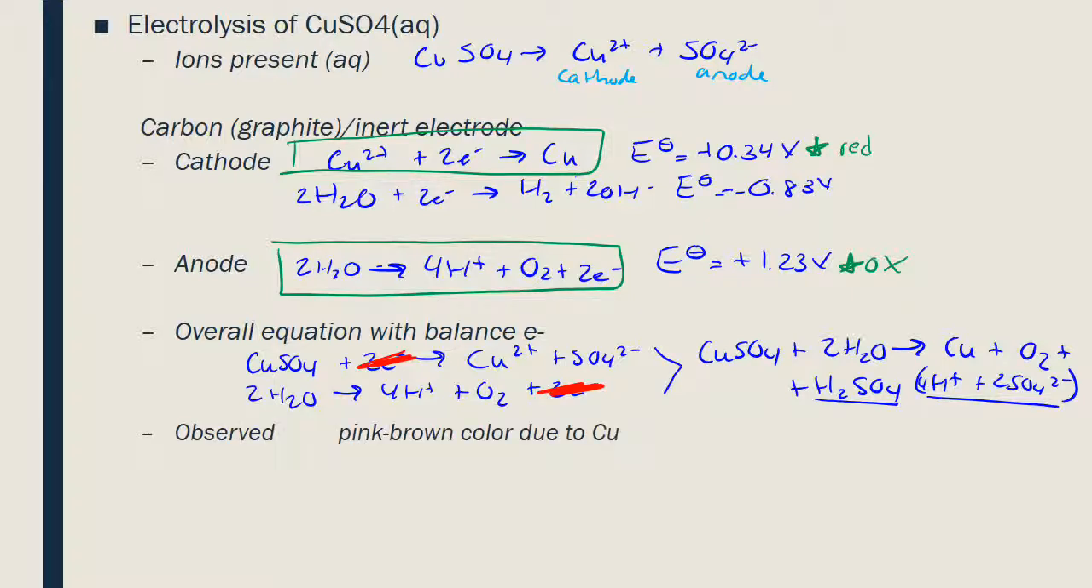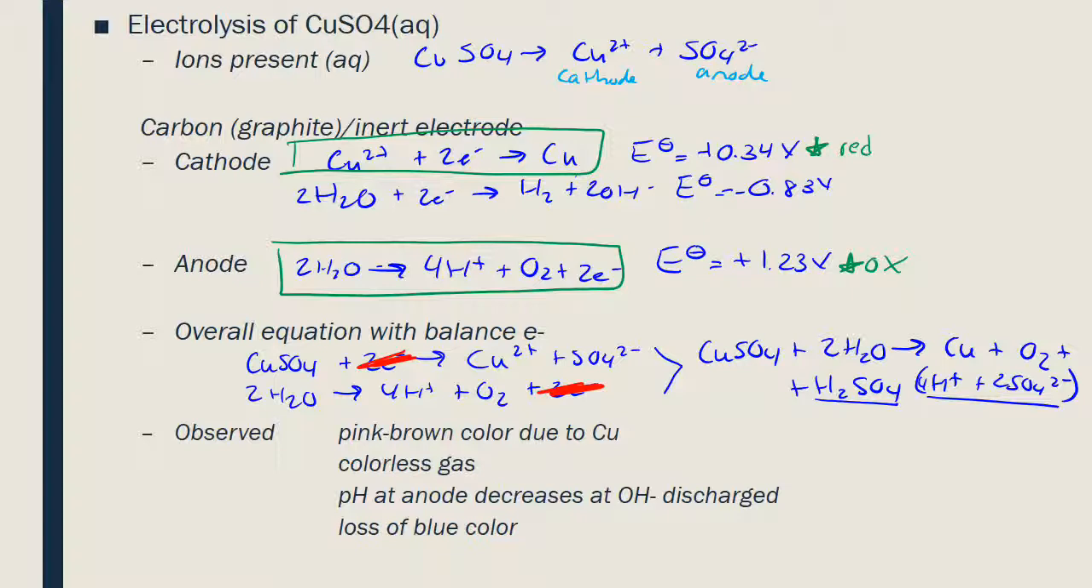It doesn't really matter. So what we're going to see is a pink-brown color at the cathode due to the fact that copper is being precipitated out. A colorless gas at the anode because oxygen is being released. And you're going to see the pH at the anode decrease because the hydroxide is the one being oxidized, therefore leaving H pluses behind. And we're going to see a loss of blue color because copper ions are blue in solution, but as we lose those copper ions, it loses that blue color and eventually would go colorless. So that is what happens when you're using a carbon or an inert electrode.